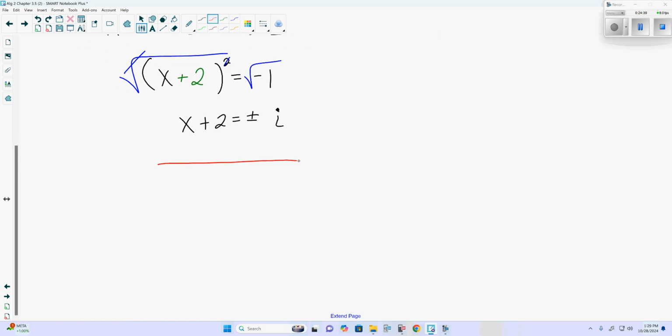And last but not least, we still need to solve for the value of x. Let's focus up here. We can subtract 2 from both sides, telling us x is equal to negative 2 plus or minus i. Now, since i and negative 2 are not like terms, we can't combine them. And this here is our final answer.